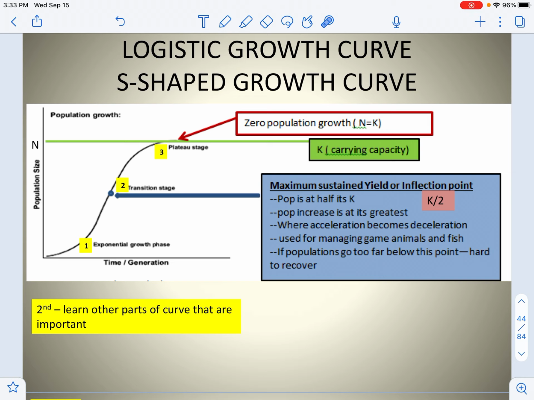Zero population growth is when N, your number, equals K. That's another way of saying zero population growth. So it levels out here.